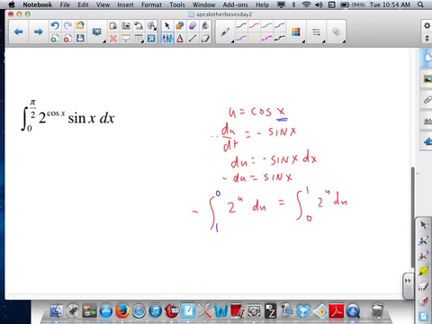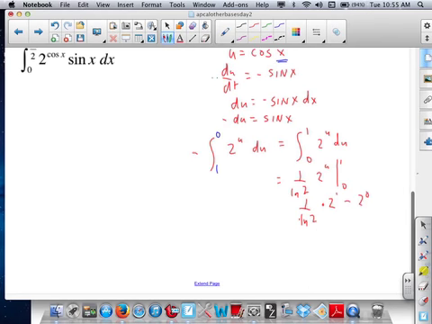And then we'll crank this out. The antiderivative of that is 1 over the natural log of 2 times 2 to the u, from 0 to 1. So that would be 1 over the natural log of 2 times 2 to the 1 minus 2 to the 0. If I do it this way, 1 over the natural log of 2 times 2 minus 1, so that'd be 1. So our whole entire answer would be 1 over the natural log of 2.